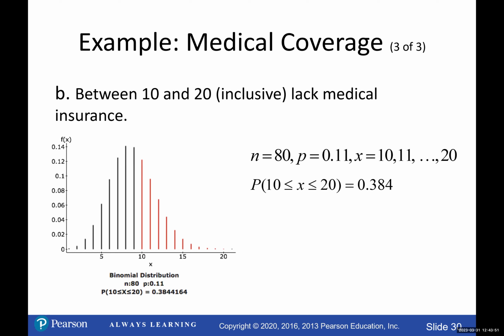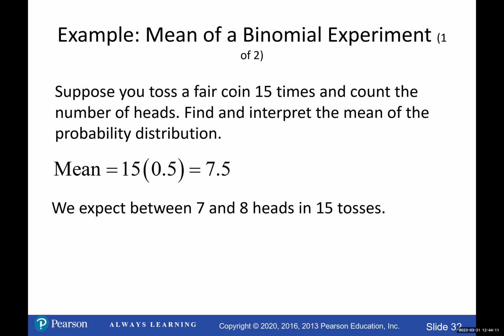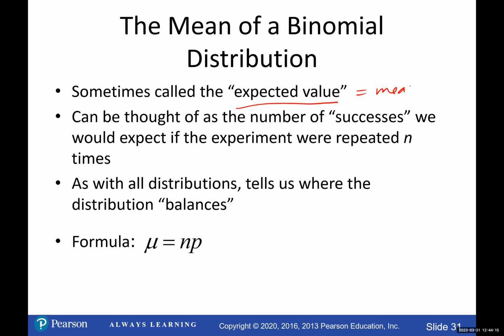You will maybe have to think about the mean in this binomial distribution. So now let's talk about it. In the binomial distribution, we sometimes call it expected value, which is the same as mean, with the same meaning as mean. Like what you expect to have. So it can be thought of as the number of successes we expect. So you're going to think the mean is like the number of successes we expect if the experiment was repeated n times.